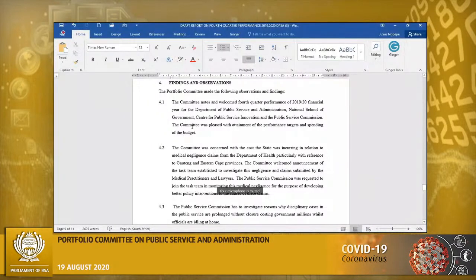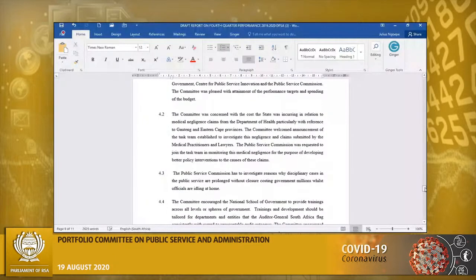4.1, the committee notes and welcomes the fourth quarter performance of the year for the Department of Public Service and Administration, National School of Government, Center for Public Service Innovation, and the Public Service Commission. The committee was pleased with attainment of the performance targets and spending of the budget.